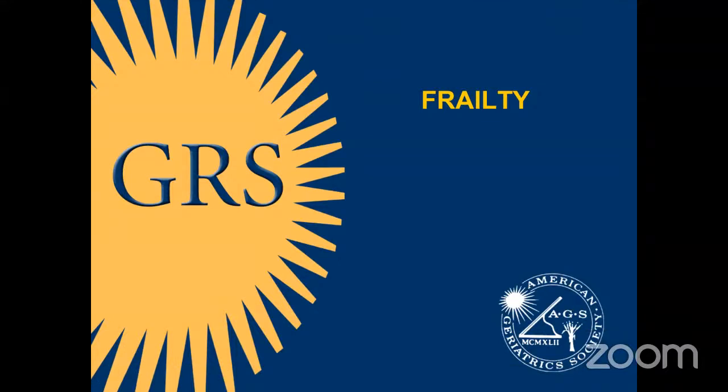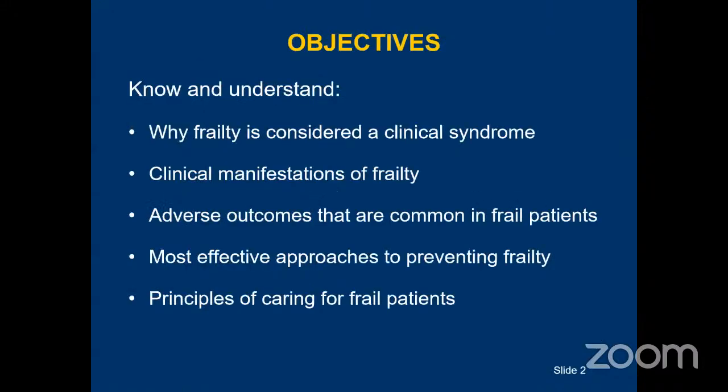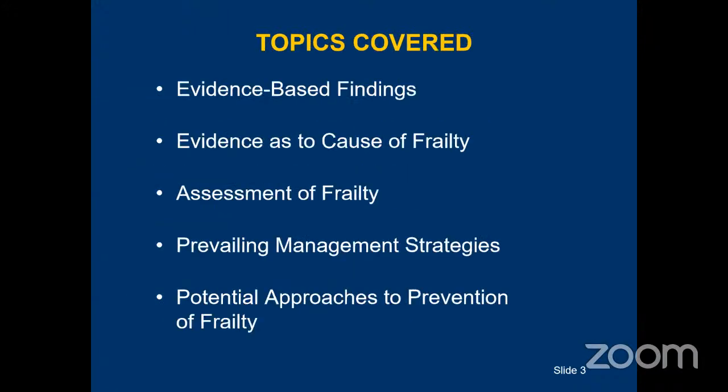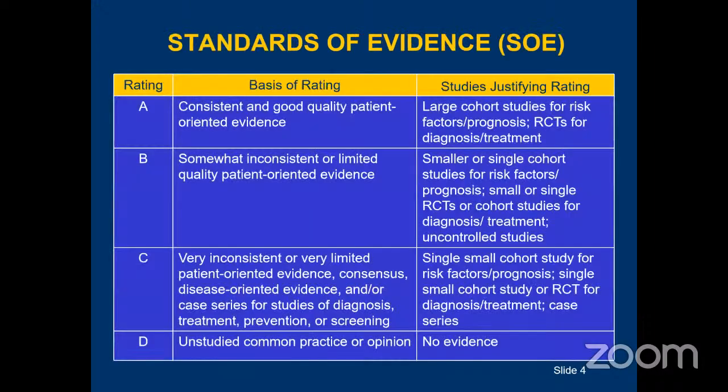So today we're going to discuss the topic of frailty. First of all, we have the objectives: to know and understand why frailty is considered a clinical syndrome, the clinical manifestations of frailty, the adverse outcomes that are common in frail patients, and the most effective approaches to preventing it. And last of all, we're going to discuss the principles of caring for frail patients. The topics are evidence-based findings, what is the cause, the assessment, management, and finally the prevention.